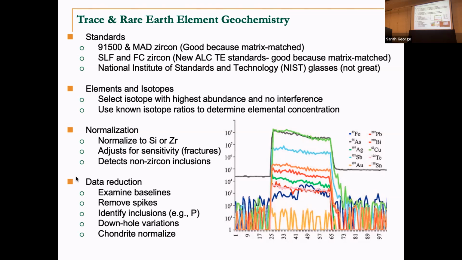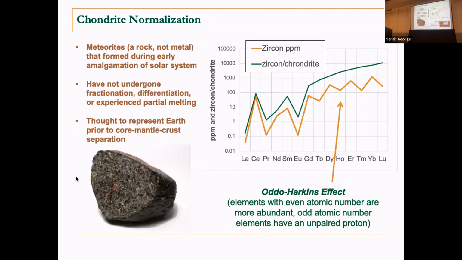Typically, it's done in Iolite. We have an in-house routine that is still in Excel, but Kurt has coded it in MATLAB, so we're getting there. That will be available soon. So I mentioned that we normalize these things. We normalize them to chondrite.